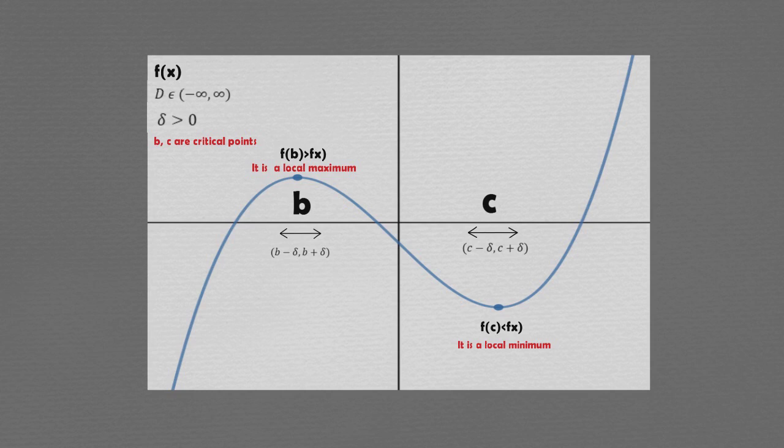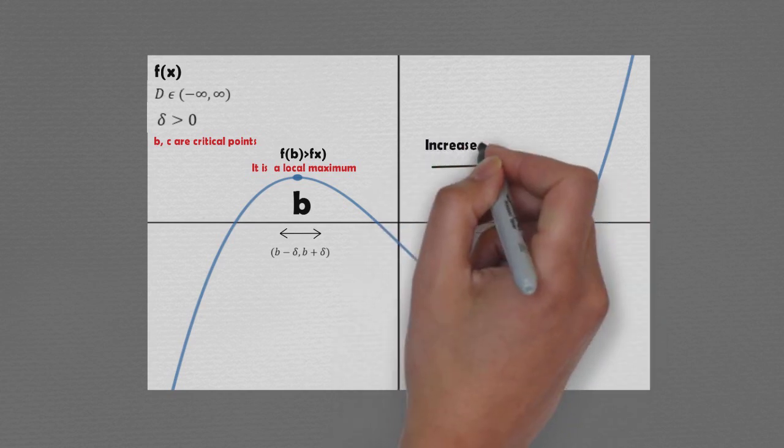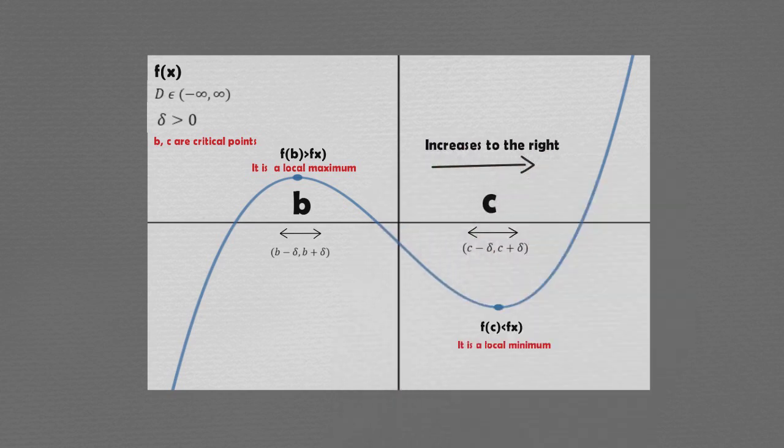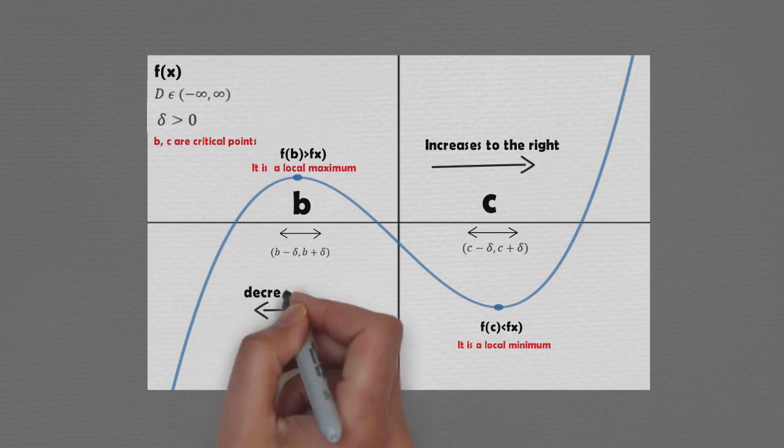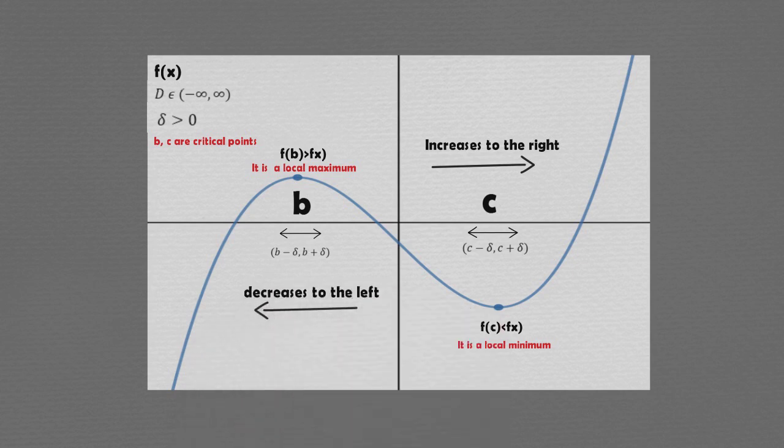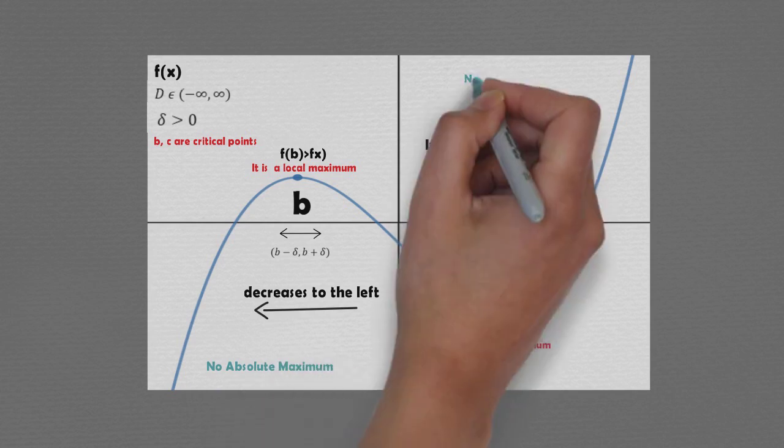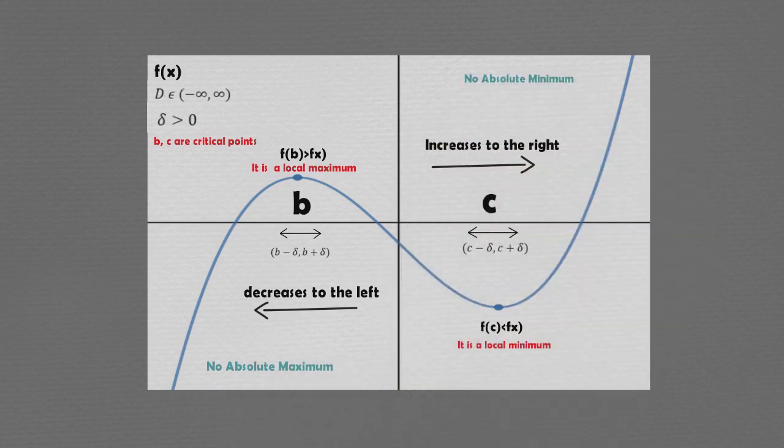So at b, a local maximum value occurs, and at c, a local minimum value of the function occurs, while the absolute maximum value would occur at infinity because this graph is increasing to the right. Similarly, the absolute minimum value would occur at minus infinity because the graph decreases to the left. So in this case, we have a local maximum value at b and a local minimum value at c, but no absolute maximum or absolute minimum value, because the function is increasing to the right and decreasing to the left.